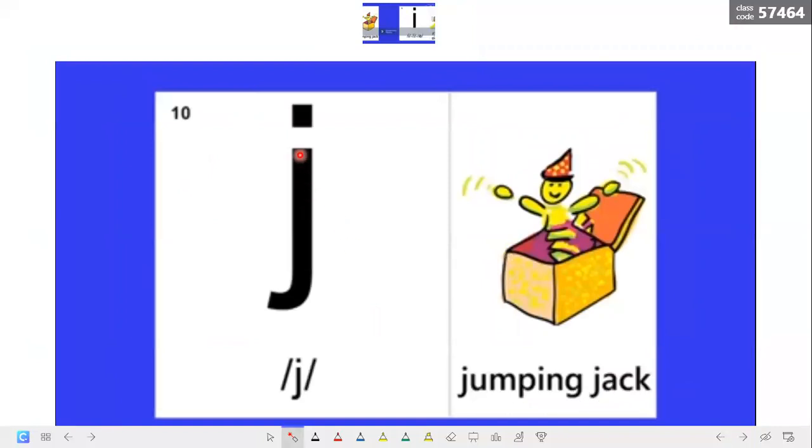Okay, number 10, the letter J has only one sound, which is J, just like the name. Okay, and the key word here is jumping jack. Okay, the consonant J is repeated twice, jumping jack. Okay, don't say jumping, j. No, it is jumping jack. Listen. Number 10.